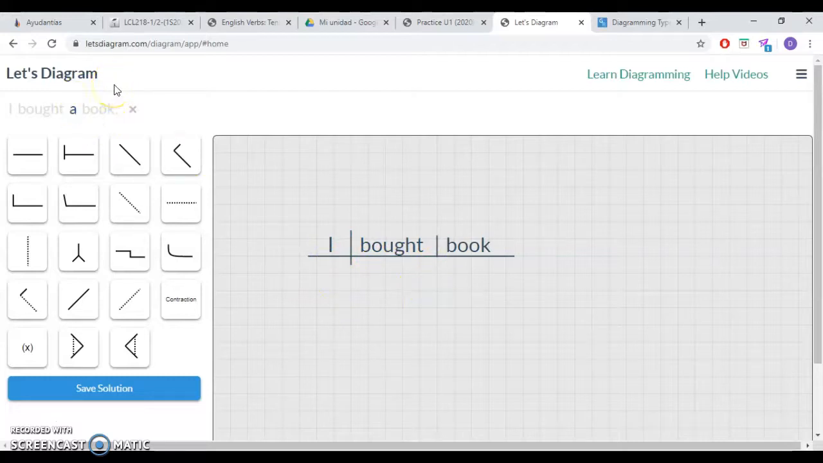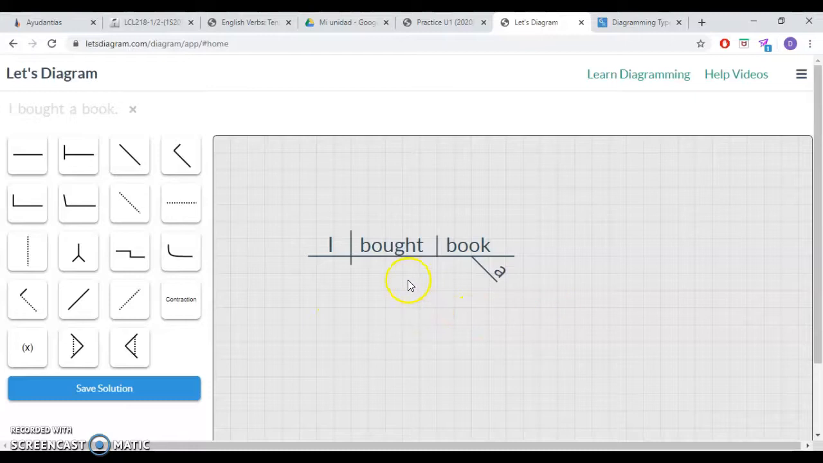And now, what are we going to do with a? A is an article, but most specifically, it's a determiner, and determiners always go in this direction below the element that they are determining. In this case, it is the noun book. So we have to place it right below that word. So now we have the subject, the verb, and the direct object, okay, and the corresponding determiner, okay. This is the most simple one.